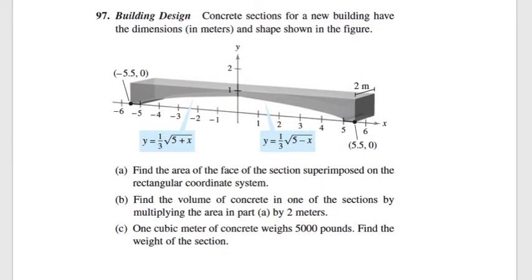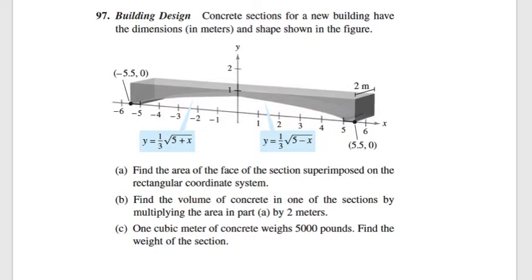Let's move on. Now we have a bridge. Concrete sections for a new building have the dimensions in meters and shape shown in the figure here. Find the area of the face of the section superimposed on the rectangular coordinate system. Find the volume of concrete in one of the sections by multiplying the area in part A by 2 meters, and knowing that 1 cubic meter of concrete weighs 5,000 pounds, find the weight of the section. I said it was a bridge, but it's not a bridge.